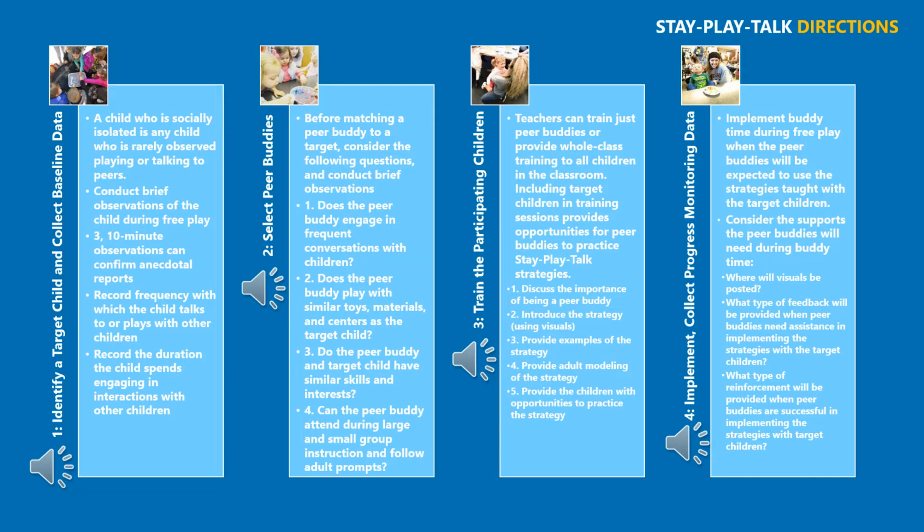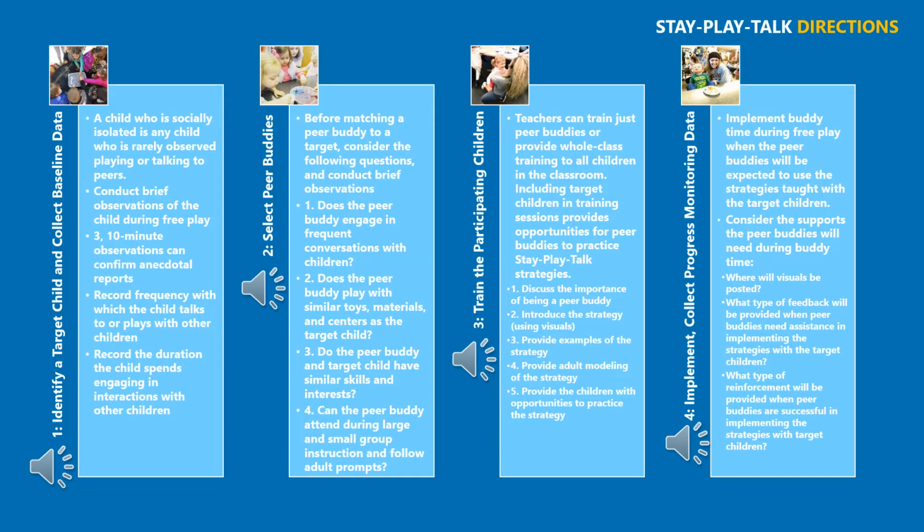However, in a regular educational setting, you're going to need an additional paraprofessional or an instructor to help you do those 3 10-minute observations with anecdotal reports. So you're going to record the frequency in which a child plays or talks with other children and how long they do that, and then look for children who are isolated that could benefit from the 1-to-1 peer buddy.